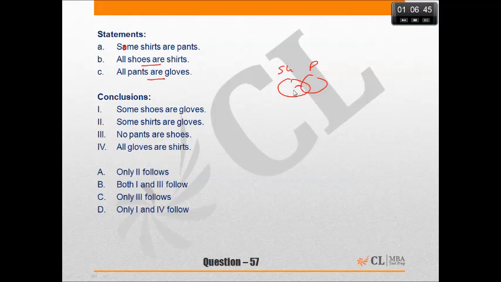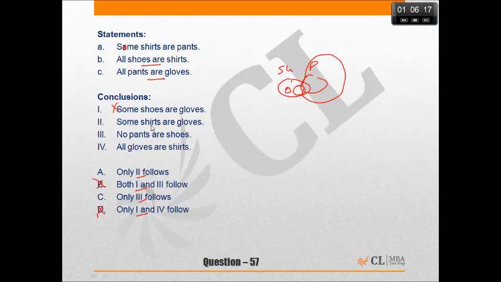All shoes are shirts could be like this. All pants are gloves could be like this also. So some shoes are gloves cannot be conclusive, because gloves could be here also. So some shoes are gloves is incorrect. Statement 1 is wrong, so the answer is either 2 or 3. I need not worry about 4.